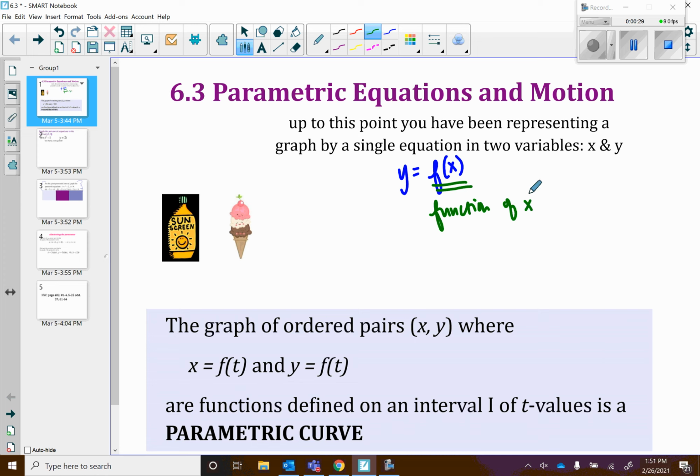However, in parametric equations, we are going to introduce a third variable known as t. So let me give you a brief example.